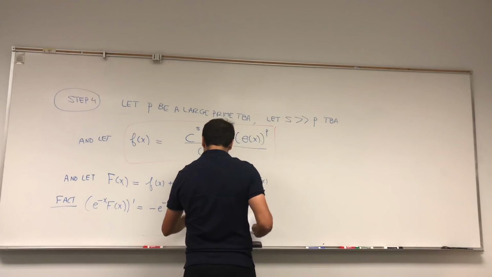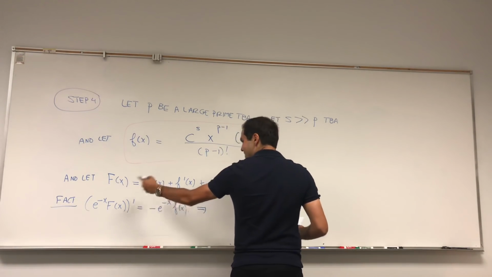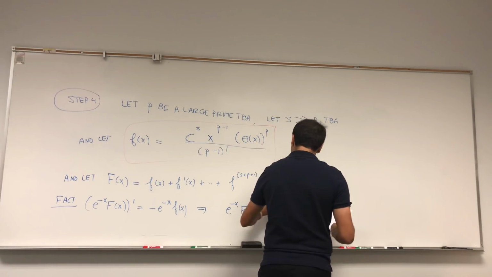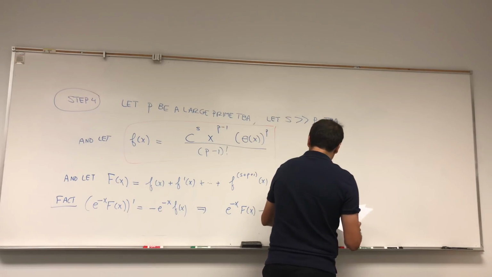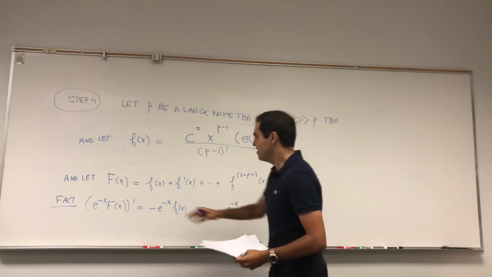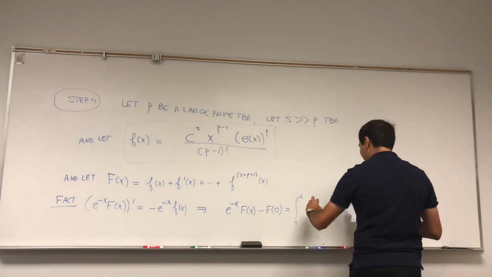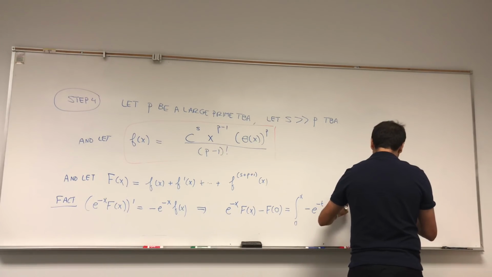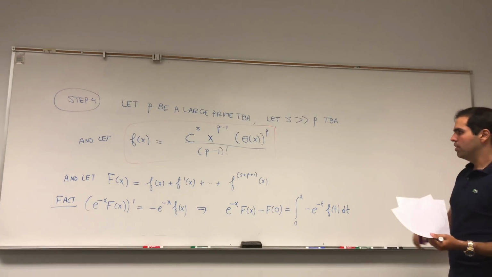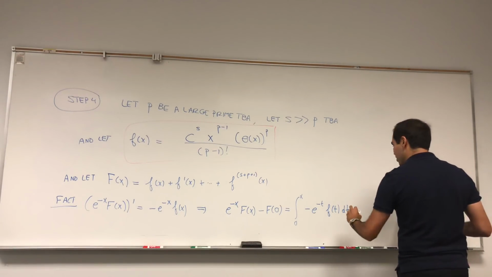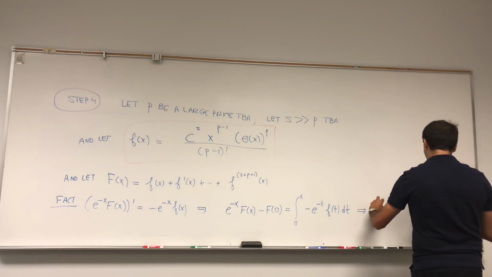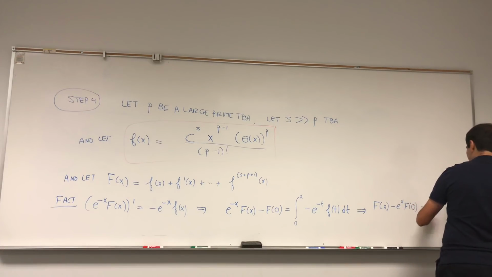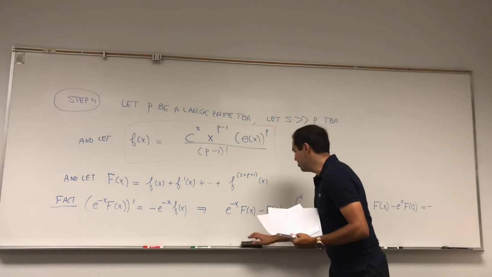And now let's just do a little bit of calculus with that. So by the FTC, we get e^{-x} f(x) minus f(0) is the integral from 0 to x of the derivative of this, which is that. So minus e^{-t} f(t) dt. And now just multiplying it by e^x, what we get is f(x) minus e^x f(0). It's minus, or maybe let me just write this on a new whiteboard.